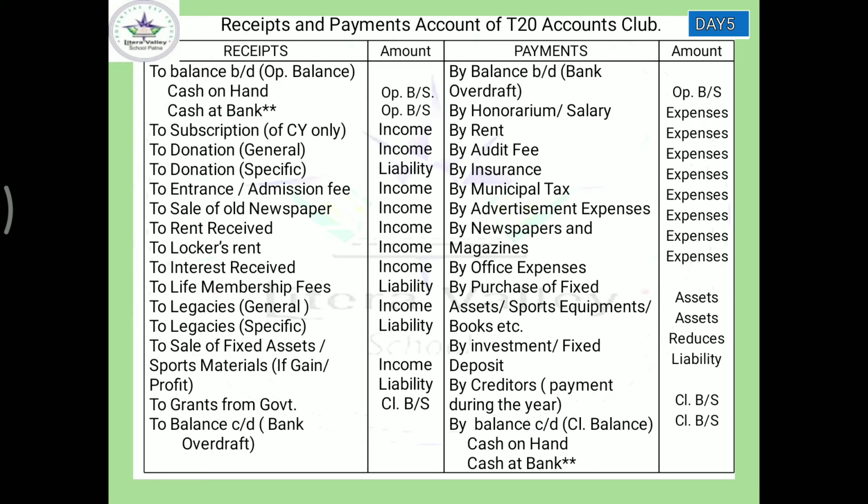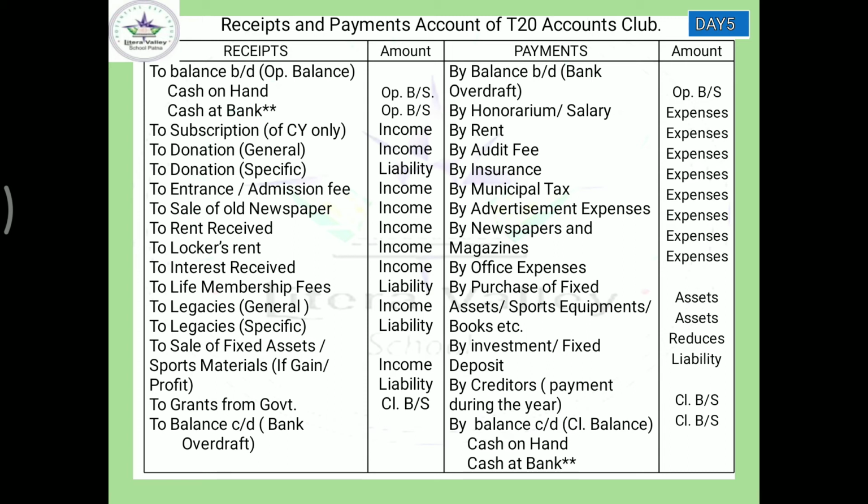Grant from government. What is a grant? When financial support is given by the government, the government doesn't give you funds to have a party. They always give it for any specific reason. So it will always be a liability. Bank overdraft, where you will show it: closing balance sheet, the closing balance.